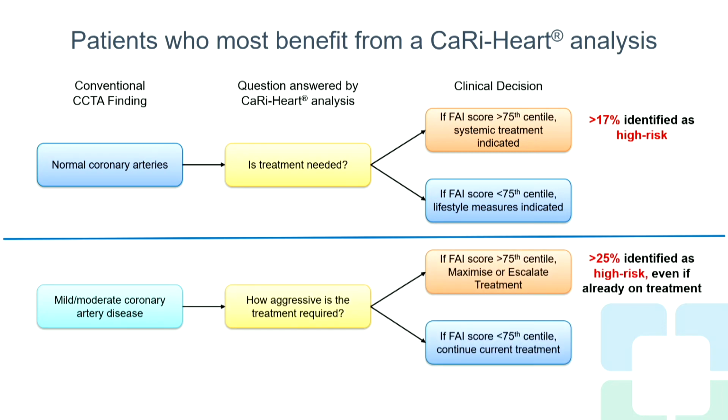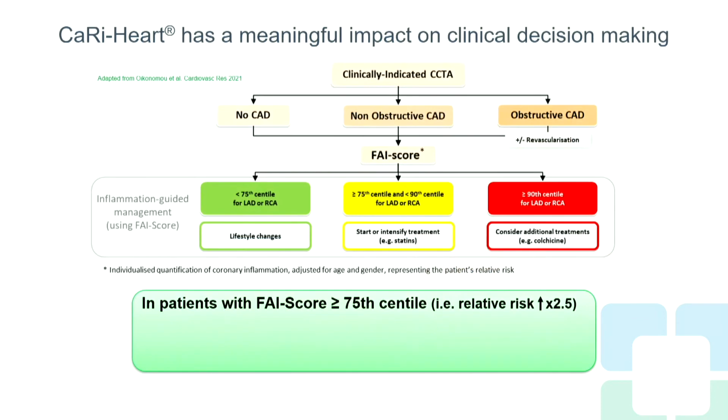In the context of mild to moderate CAD, how aggressive do you need to be? So if your score, again, is greater than 75th percentile, then you need to escalate the treatment and maximize beyond what meets the eye. If it is less than 75th percentile, then you can theoretically continue at the same level of treatment. So meaningful impact on clinical decision making. These are heavy words, right? We need data, and Haris has shown outcomes data.